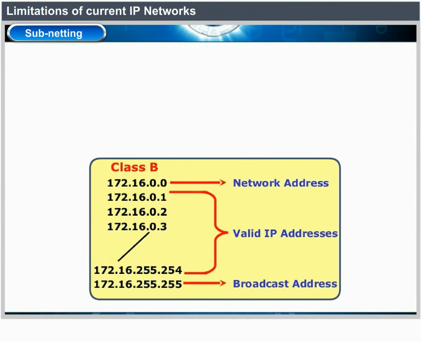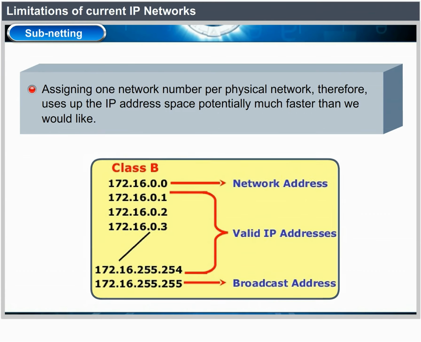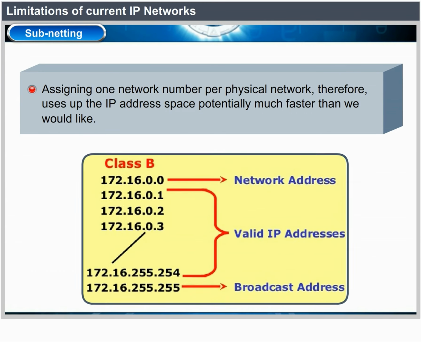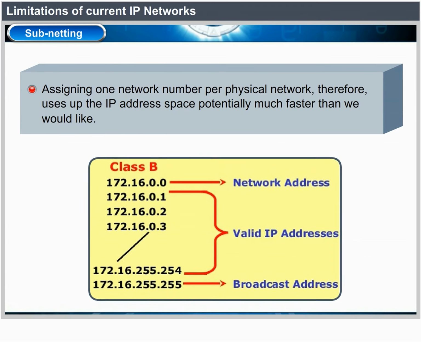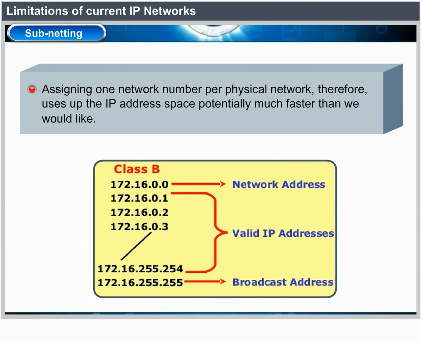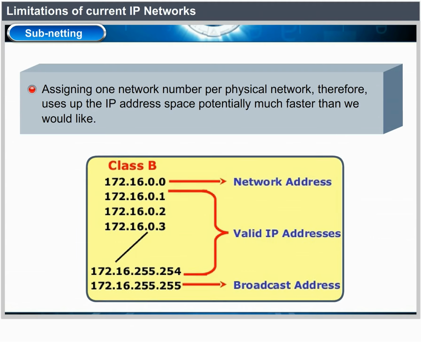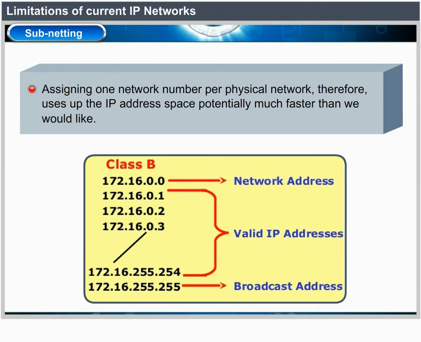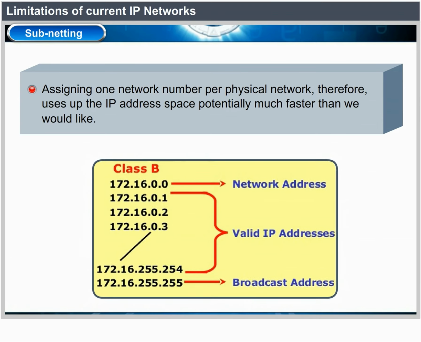Assigning one network number per physical network therefore uses up the IP address space potentially much faster than we would like. While we would need to connect over 4 billion hosts to use up all the valid addresses, we only need to connect 2^14, about 16,000 Class B networks before that part of the address space runs out. Therefore, we would like to find some way to use the network numbers more efficiently.